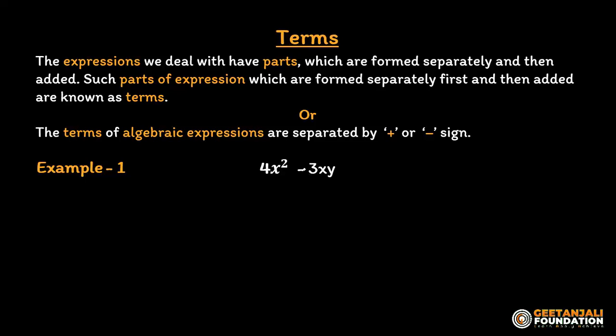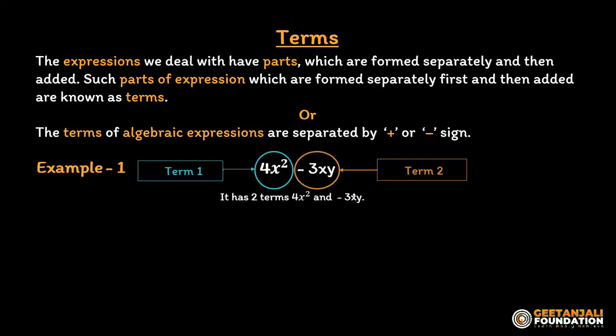If you see, there is a negative sign. So the part which is before this is a different term and the part which is after this is a different term. We can say this expression has two terms: one is 4x square and the other is minus 3xy. Although you can take the second term as separated by the negative sign, I would suggest you take any term along with its sign, because later while solving questions it will be really helpful to consider the sign along with it. So here the first term is 4x square and the second term is minus 3xy.